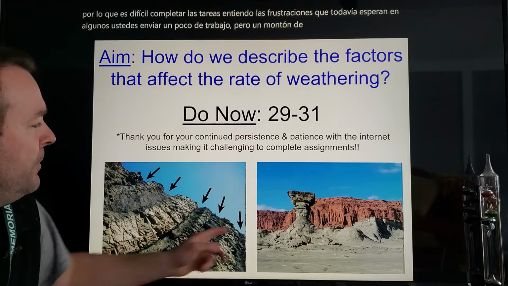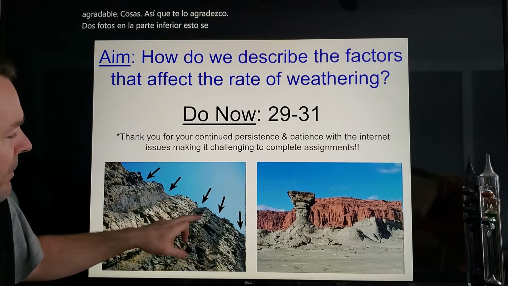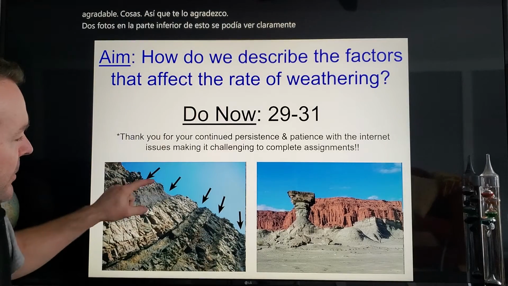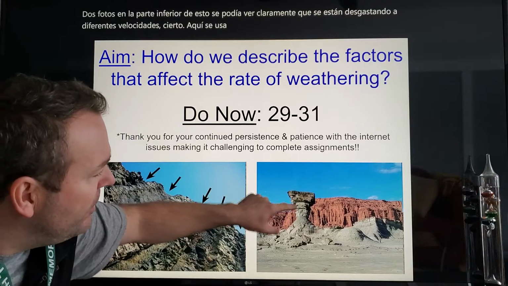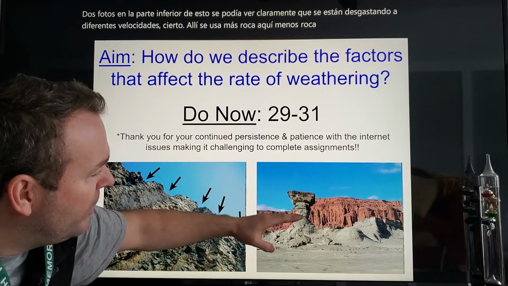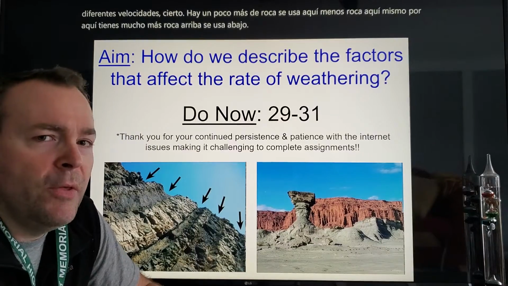All right, take a look at these two pictures on the bottom. You could clearly see they're wearing away at different rates, right? Some more rock is worn here, less rock here. Same thing over here. You have a lot more rock up top. It's worn down below. Well, what's going on there, right? Why are we getting these different rates of weathering?